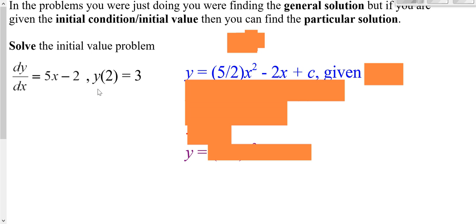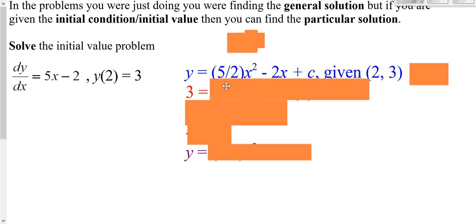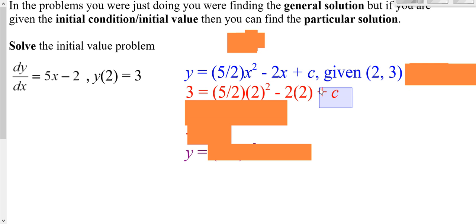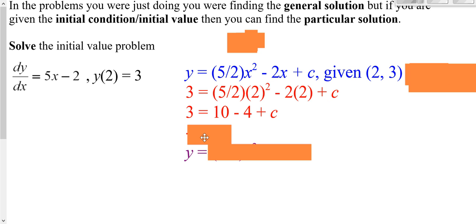Well, you have to think this right here means your input of x being 2 gives you out 3. So that's a point of (2, 3). Remember that your 2 is your x and your 3 is your y, so you plug in your x being 2. Lo and behold, we only have one variable left, which is c, so we should be able to solve that. When you solve it for c, in this case you end up getting c to be -3.